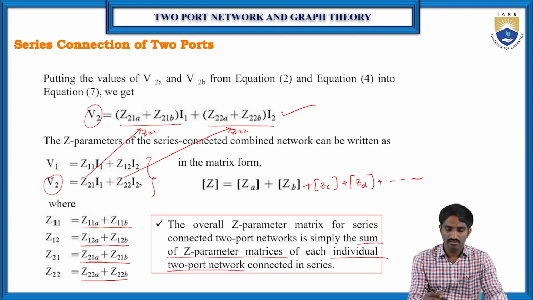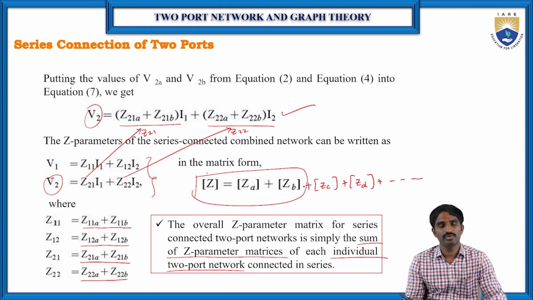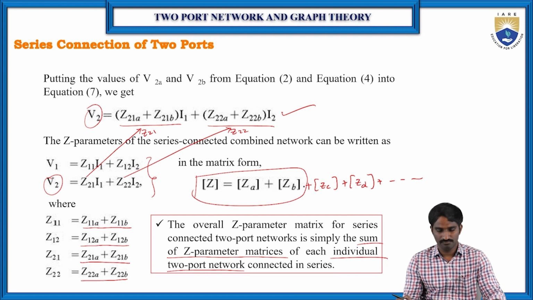right? So now we no need to derive the equation. If you find the two-port networks are connected in series, then the resultant two-port network Z parameters are the sum of the individual two-port networks' Z parameters connected in series, right?